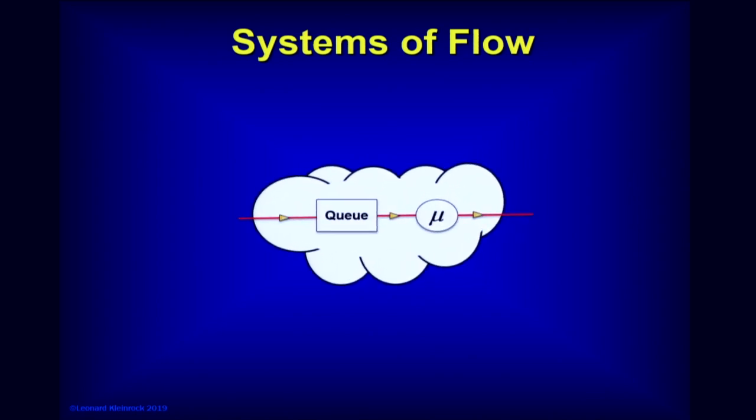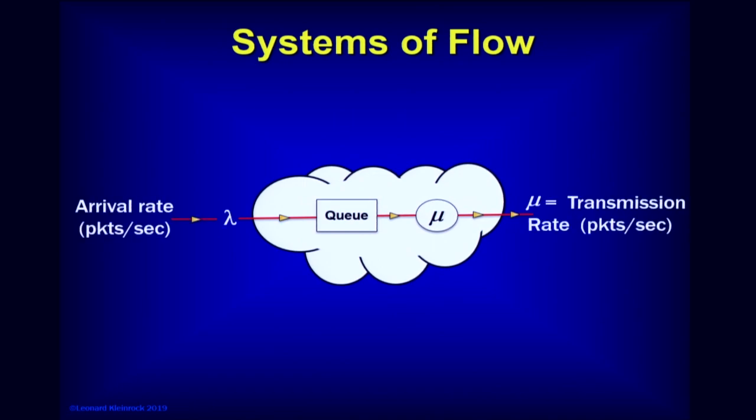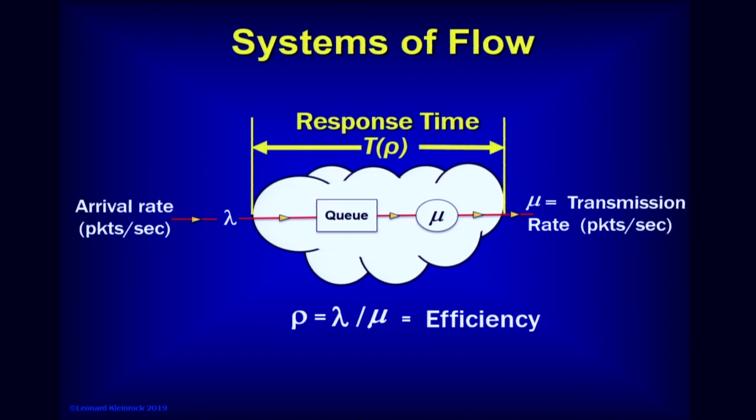Let's look at some systems of flow. A system of flow is where you pump something in at one end and it pops out at the other end, okay? Suppose you pump in things at a rate lambda packets per second and you can deliver a maximum of mu packets per second. The ratio of lambda to mu is the well-known utilization factor. It represents the efficiency of the system. If it's less than one, you're not getting 100% efficiency. If it's more than one, you're probably flooding the system. And there's a response time. How long does it take? So you want to sort of play games with the efficiency and the response time. That's what the other chart was talking about.